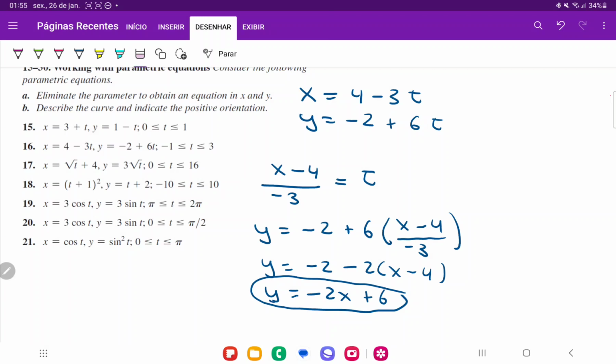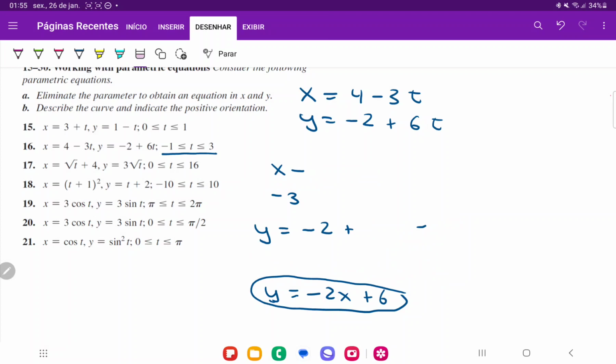However, because t has a restriction, t is bounded from minus 1 to 3, it means that this line is not going to be infinite, right? Rather, it's going to be a line segment that has a starting point and an endpoint. So let's find where those endpoints are. So let me just erase this. I'm going to leave the equation we got when we eliminated the parameter.